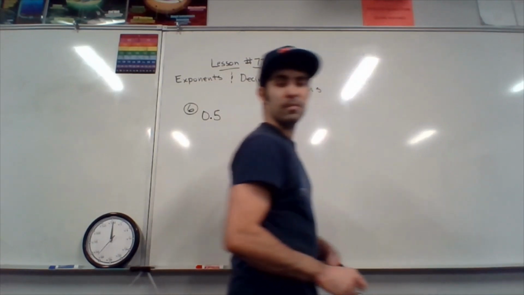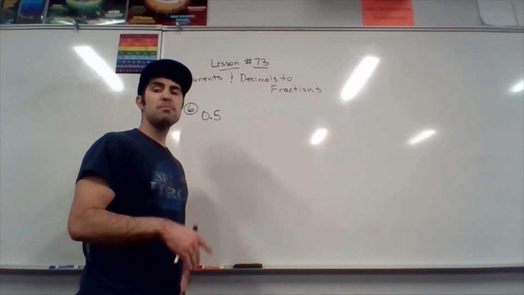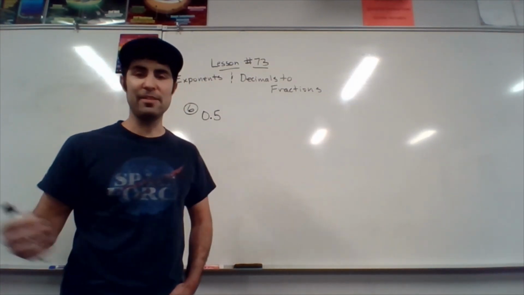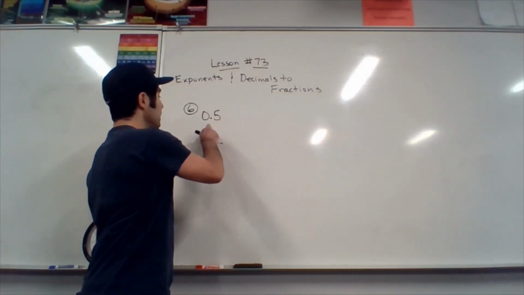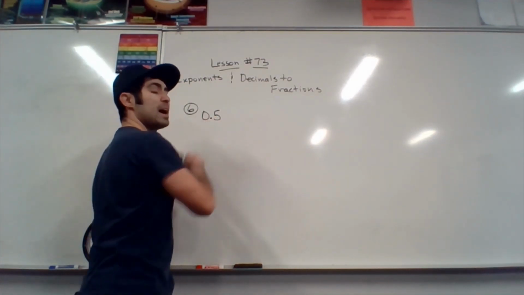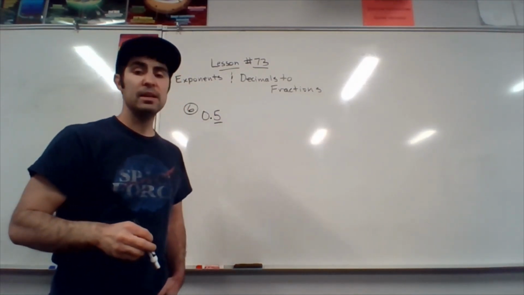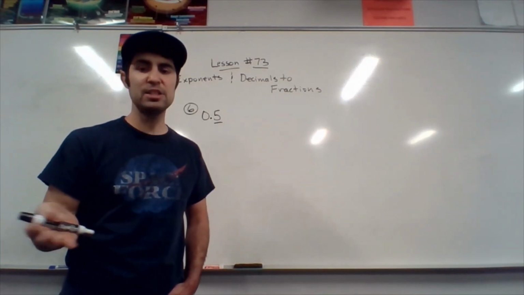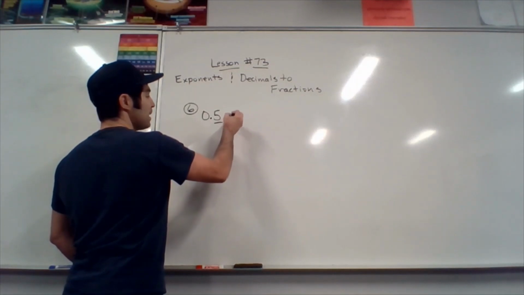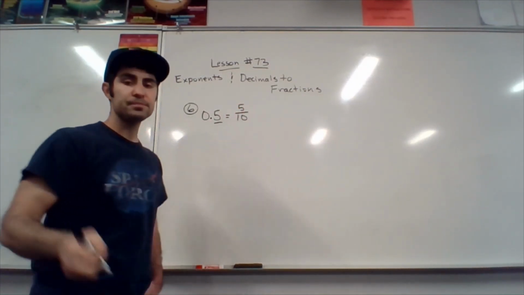All right, so I would say something like 0.5, and they say, "Mr. Mizzou, you said point." That's not really how they sound, but they do have a point. The correct way to say this is 5, because there's a 5 there, and then what place is the 5 in? It's in the tenths place, okay? So you would say 5 tenths, and that is written as 5 over 10.